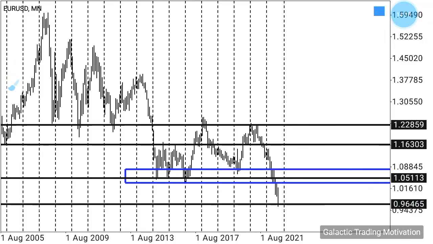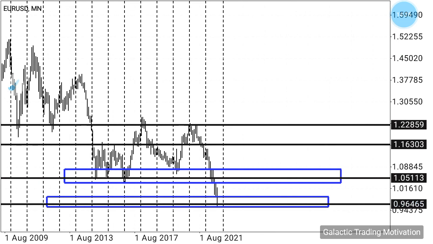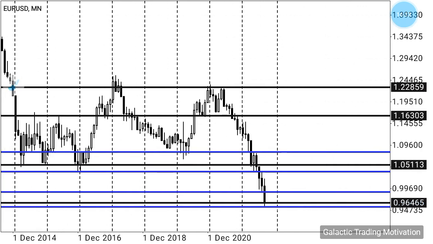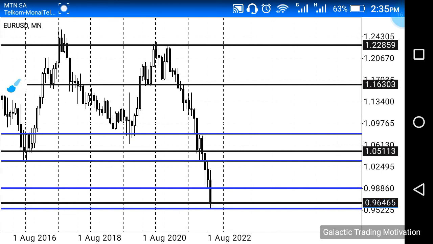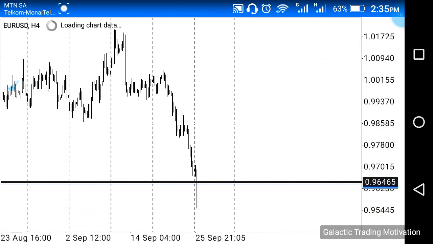Right? And at this point, guys, all we need to do is, because price is at a very strong level of support, look for a buying opportunity at this point. But how do we find our entry? To find our entry, we just need to go down to the H4 chart. And here we are on the H4 chart.